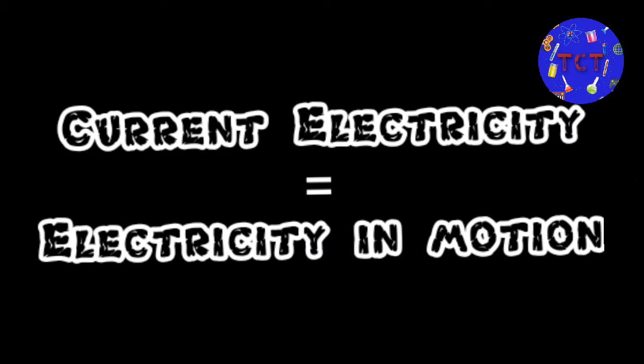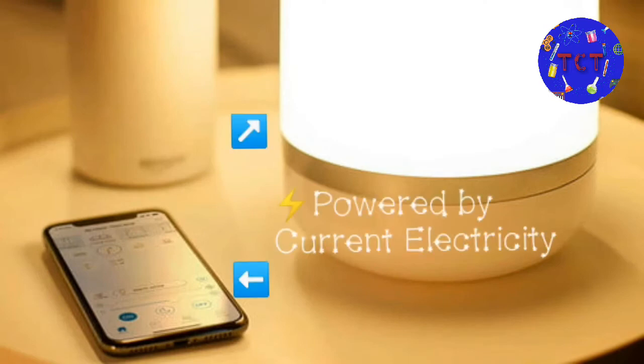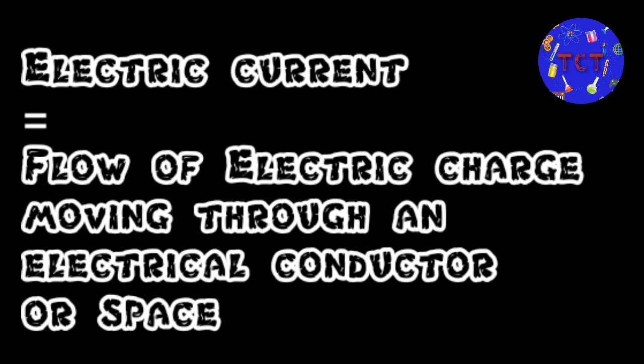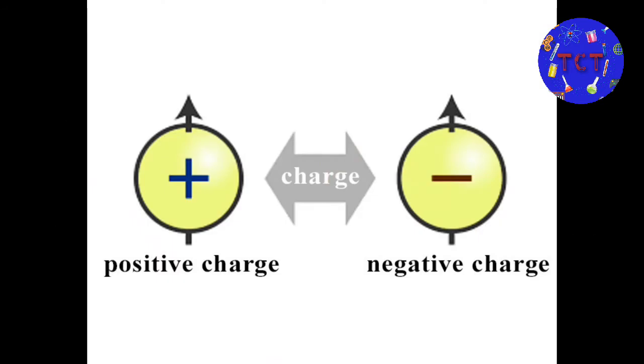Therefore, current electricity is the study of electricity in motion. This is the form of electricity that produces the useful effect we have today. Electric current can simply be defined as the flow of electric charge moving through an electrical conductor or space. A charge is a quantity of electricity which may be positive or negative. This will be explained later.